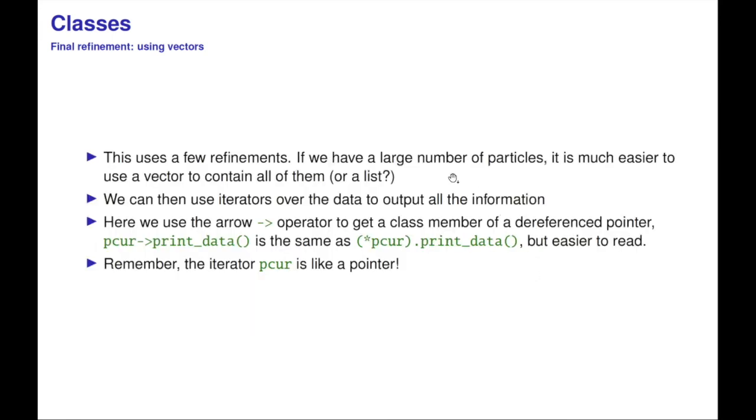It uses the refinements of the vector. There are other containers, and later on a list might be a nice one to use as well. And we can use iterators over the data to output all the information. The reason to use iterators, again, is that it would work for any container, not only a vector. I use the arrow operator, as I discussed, to dereference the object. And the iterator is like a pointer. That's what I really want to say.